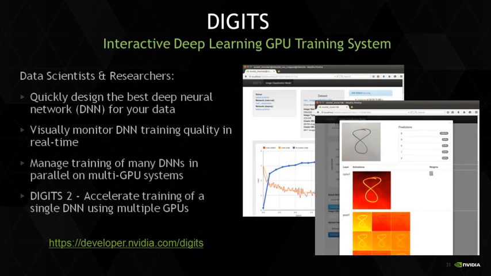And you can find out more about Digits at developer.nvidia.com/digits. And the next webinar and hands-on lab in this series will be focused specifically on building and training a deep neural network for computer vision using Digits. So my last slide is about design patterns for deep learning deployment.